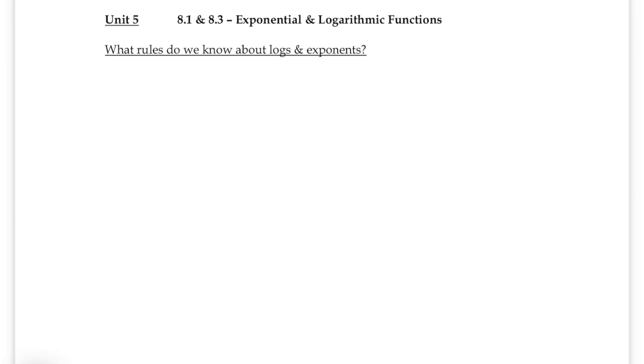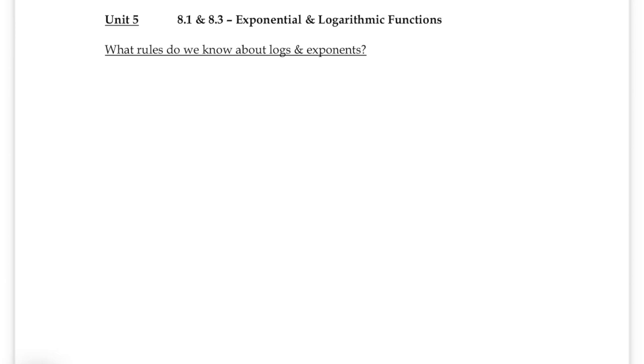Today we are going to start to talk about logs and exponents. And before we start to get into the derivatives of logs and exponents, I want to do a little recap on what we know so far. And then we'll start towards the end of today's lesson to look at the limits of these types of functions.